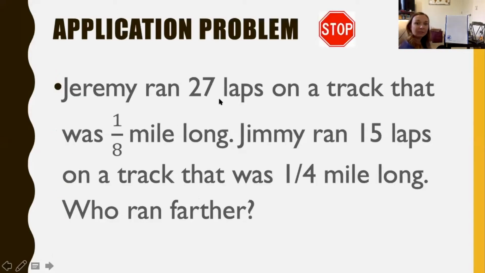All right, today's problem says Jeremy ran 27 laps on a track that was 1/8 of a mile long. Jimmy ran 15 laps on a track that was 1/4 of a mile long, and we have to figure out who ran farther. So I'm going to have to do some separate work for Jeremy and Jimmy and then compare their answers. This is tying in a lot of what we've been working on and is a really great problem to make sure you've been understanding the last few lessons. So everybody pause your screen, take the time that you need, and then go ahead and resume once you have an answer to this application problem.